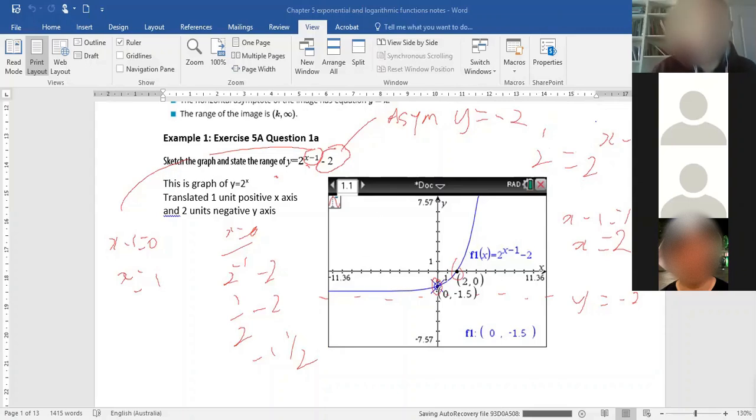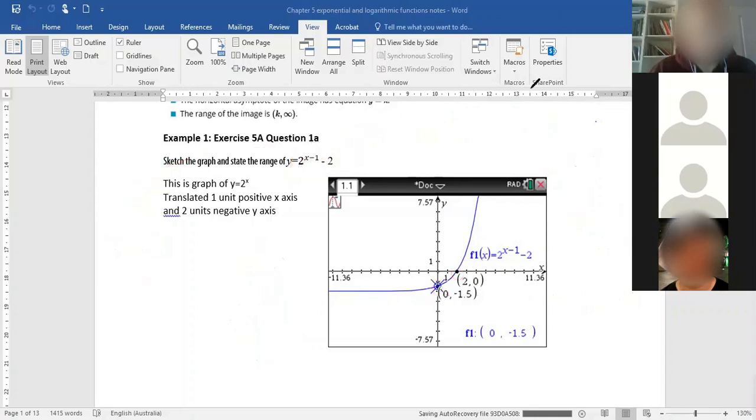If we don't remember how it looks, we can get an idea because we should know it's still e to the power, or a to the power of x. Any questions there? All right.